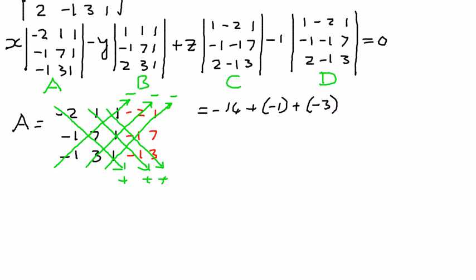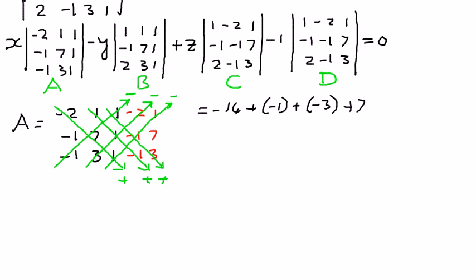Now, we're going to find the product along the next diagonals, that is going to be negative. Negative 1 times 7 is negative 7. Negative 7 times 1 is still negative 7. So therefore, negative times negative, that will be positive 7 then.